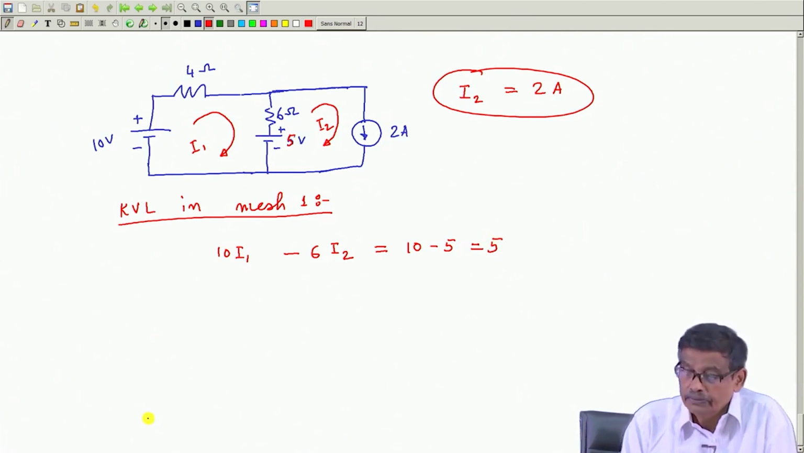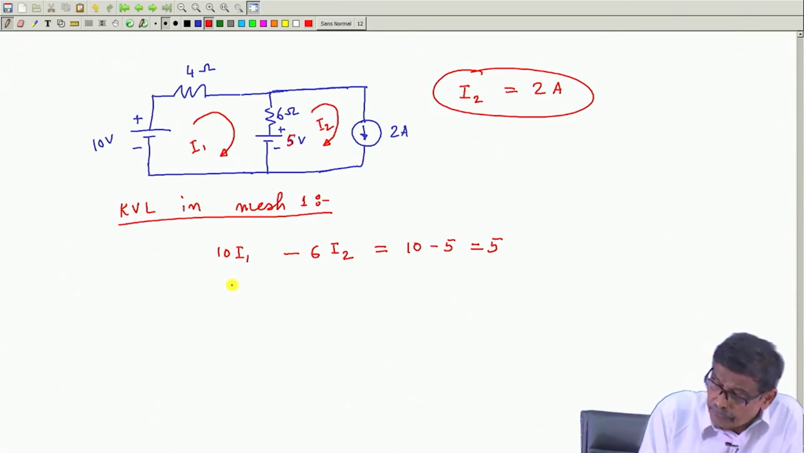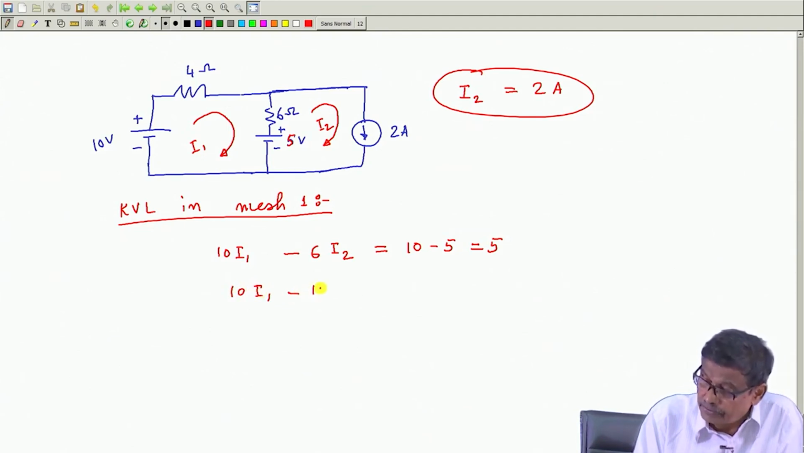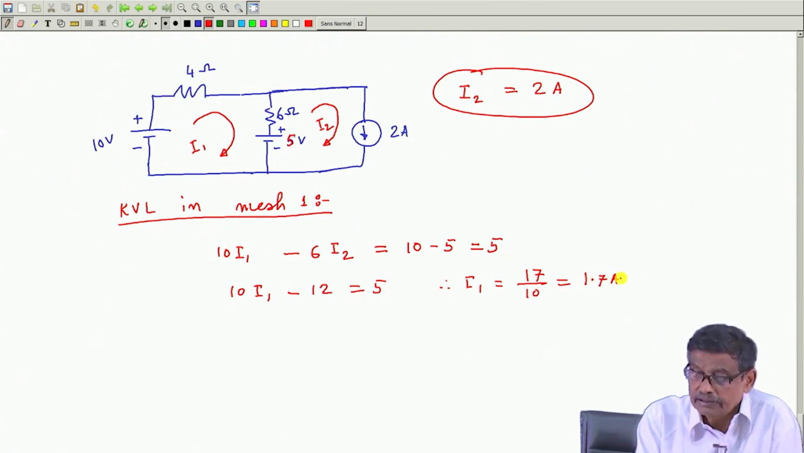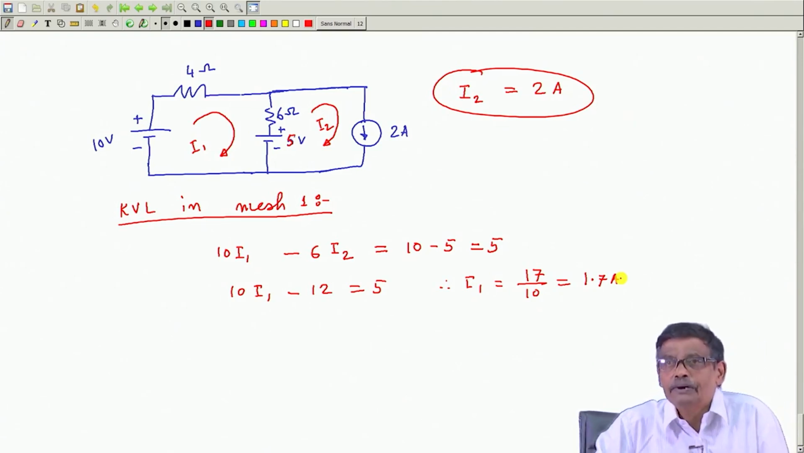Now, as I told you, here how many unknowns? I 2 is already known. Therefore, I will write 10 I 1 minus I 2 value is 2 ampere minus 12 is equal to 5. Therefore, I 1 will be 17 by 10, that is 1.7 ampere. That is what I will do, because I 2 is already known. I will not try to write down the KVL in mesh 2. Whichever mesh current is known, I will not write down that, not necessary.